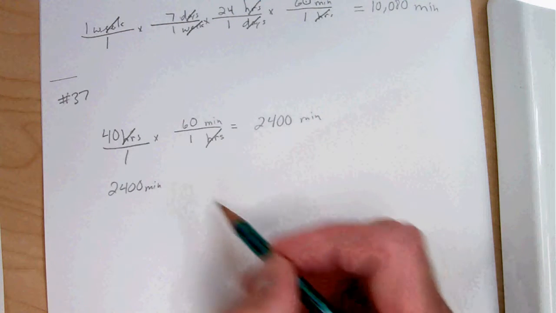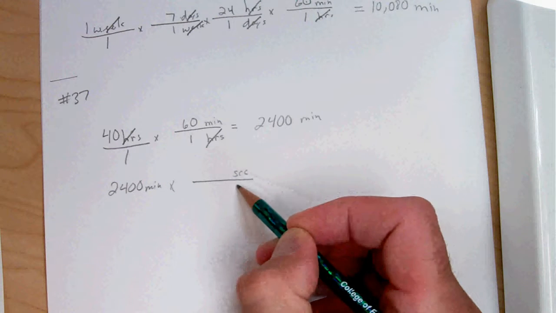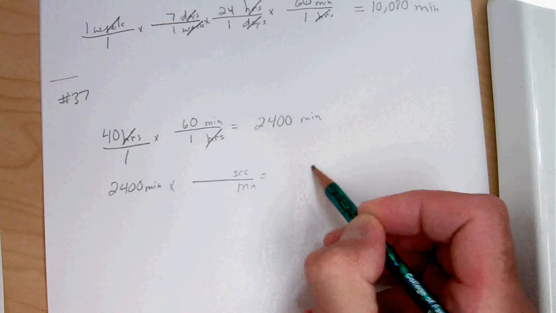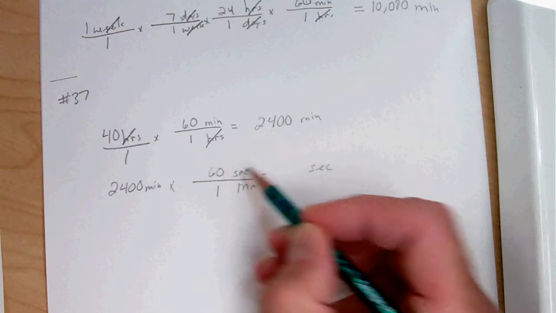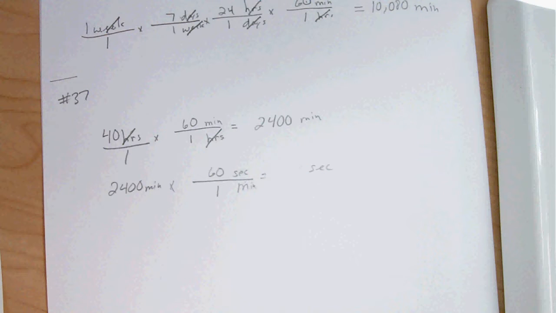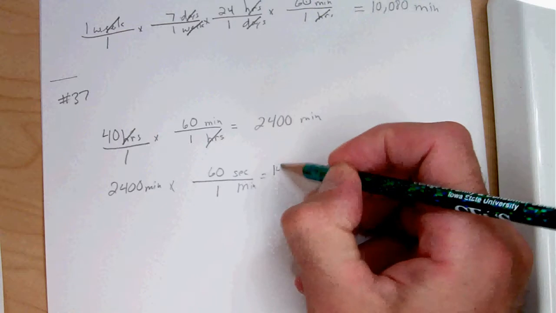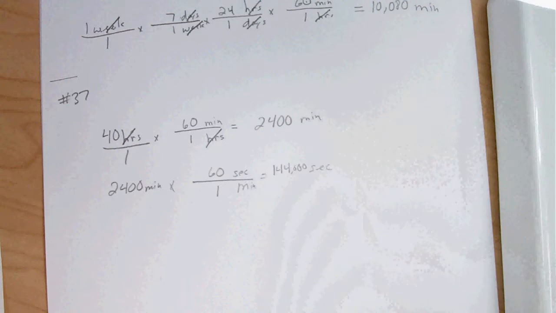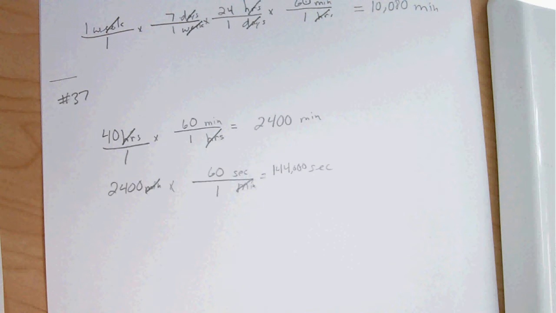Since my ultimate goal is to find seconds, I know there are so many seconds in a minute. This is going to give me seconds. 1 minute, 60 seconds. So 2,400 times 60, 144,000. Okay. Minutes cancel minutes, I'm left with seconds.